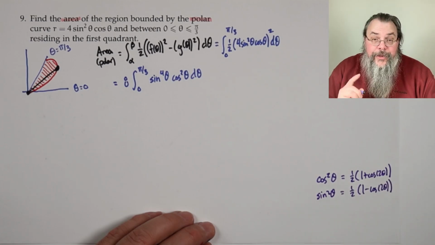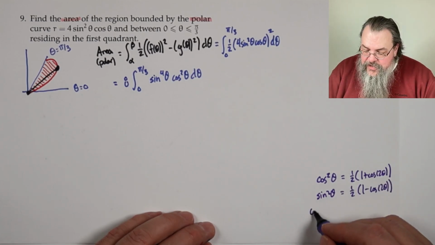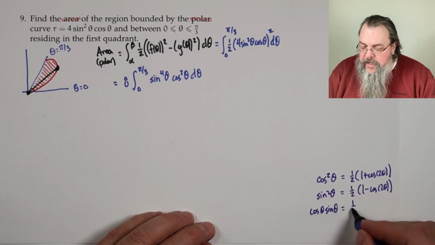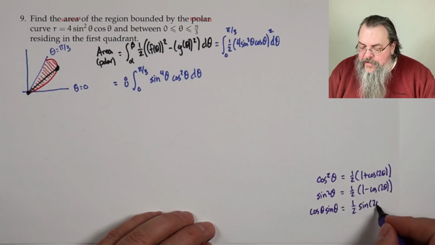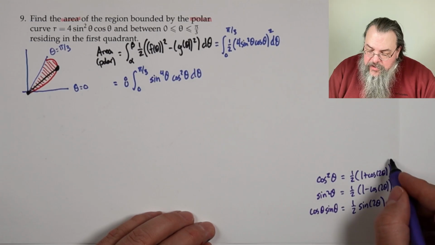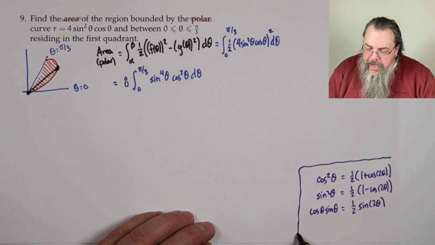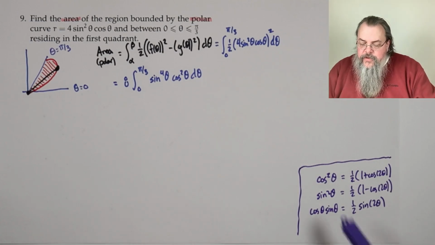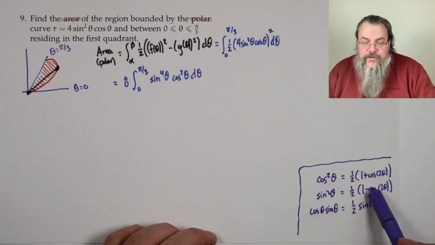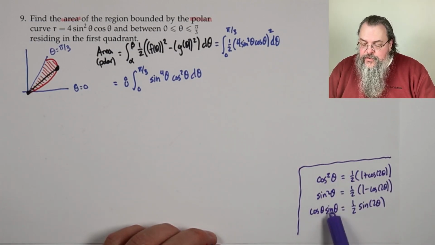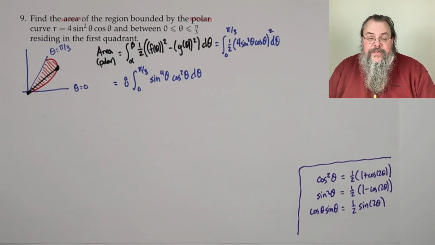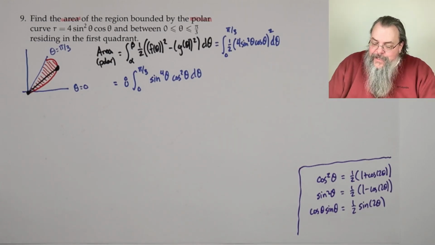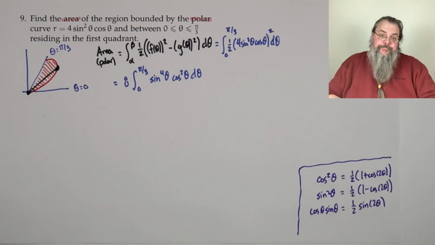And now the third one. Cosine theta times sine theta is 1/2 sine of 2 theta. So those are our three power reduction formulas. And power reduction in the sense of we're going to reduce the exponent attached to the trig function. Now here, there's two trig functions versus one trig function. So we're reducing the power, but the trade-off is we're bumping up the inside.